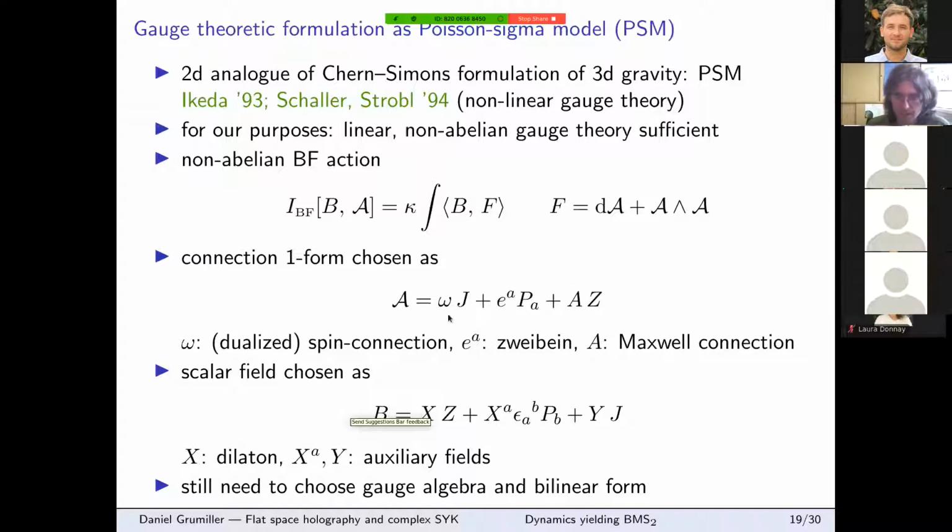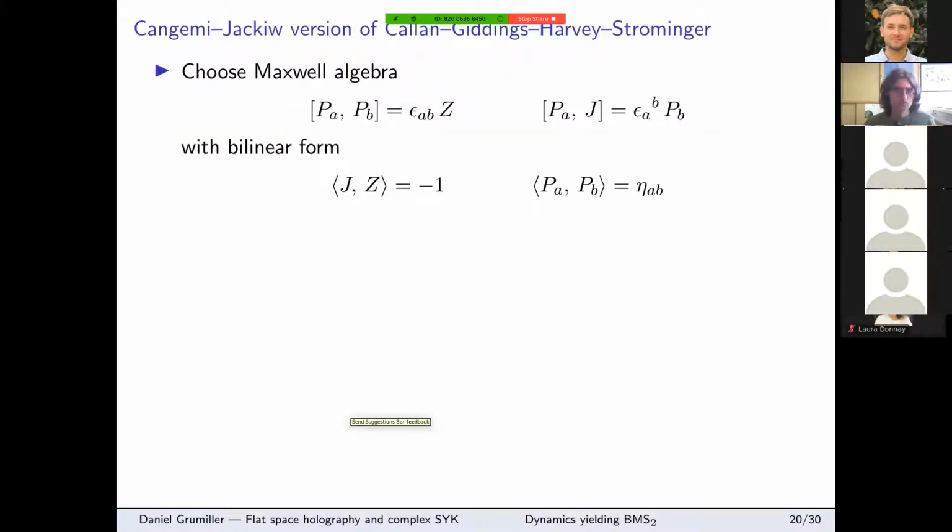We need to encode somewhere the spin connection and the Zweibein, and if we have a Maxwell field, also the Maxwell field. But we still need to be more specific and choose the gauge algebra and the bilinear form. So it turns out to obtain flat space gravity models that have a BF formulation, we need to choose the Maxwell algebra. This appeared first in the Kangemi-Chakif version of the Callan-Giddings-Harvey-Strominger model. The Maxwell algebra is essentially a Poincare algebra, but with a central extension between the translation generators, and the bilinear form compatible with the Jacobi identities is given here. So it's non-degenerate and symmetric.